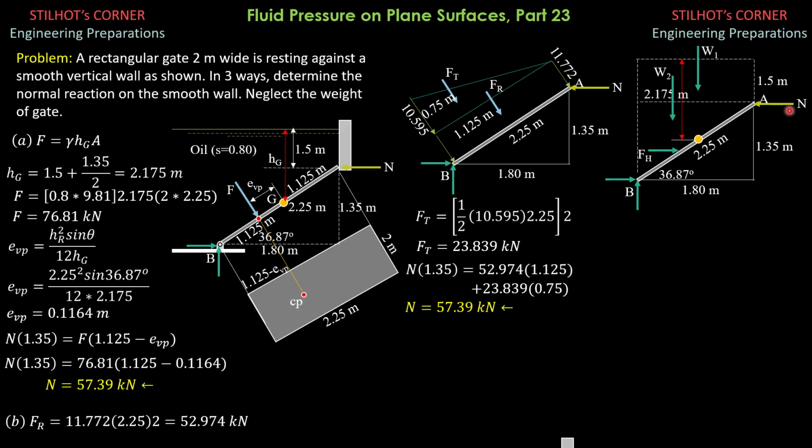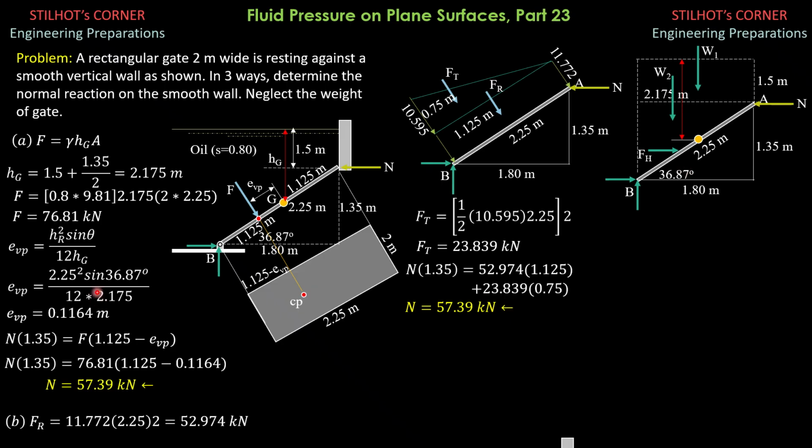So our equation would be N times 1.35 equals, because FH is horizontal, this vertical distance here is equal to the inclined distance, which is 0.1164 times sine of 36.87. Another way of computing that, so again, this vertical distance is equal to 0.1164, we already calculated it here, times sine of this angle, so that's the vertical projection, sine of 36.87.